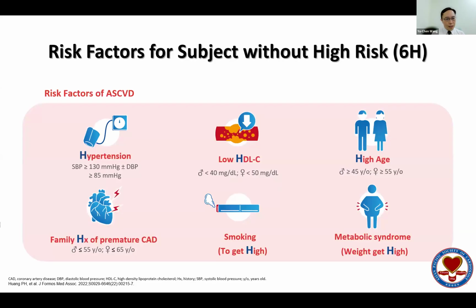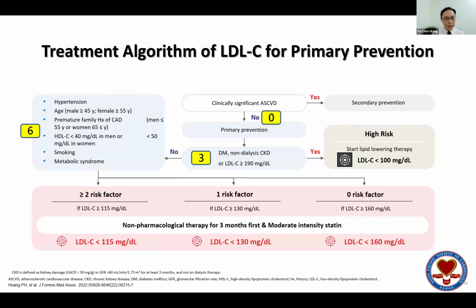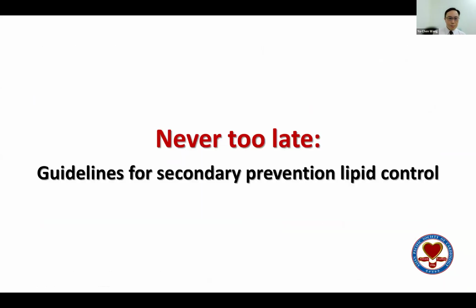The clinical risk factors in this guideline include hypertension, low HDL cholesterol level, high age, family history of premature CAD, smoking, or metabolic syndrome. Patients with 2 or more risk factors were classified as moderate risk. Patients with only 1 risk factor were classified as low risk, and patients with zero risk factors were classified as minimal risk. For patients with high risk, including diabetes, CKD, or LDL higher than 190, the target was to lower the LDL cholesterol level to less than 100. The LDL targets for the moderate, low, and minimal risk groups were less than 115, 130, and 160, respectively.